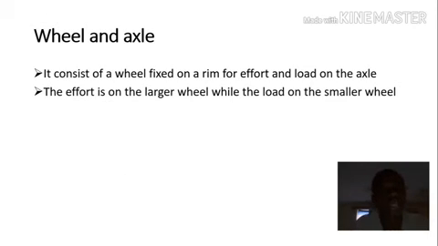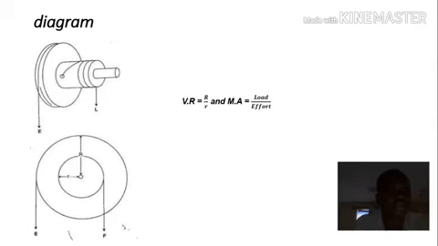The next one is wheel and axle. It consists of a larger wheel fixed on a smaller wheel. You can see it in the diagram. On the larger wheel, we have the effort, while on the smaller wheel, we have the load. The bigger one is the wheel having the effort, and the smaller one is the axle containing the load.